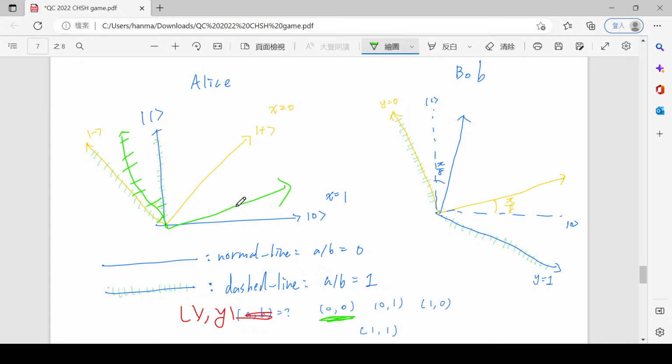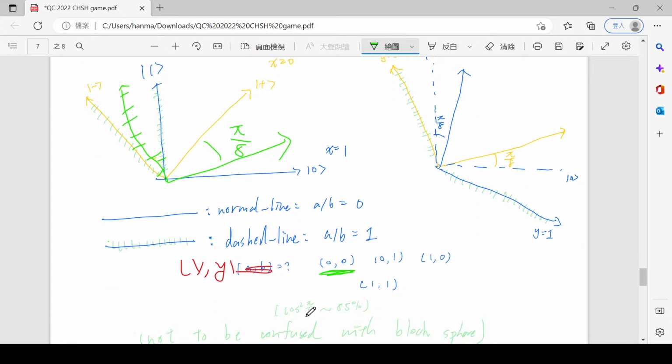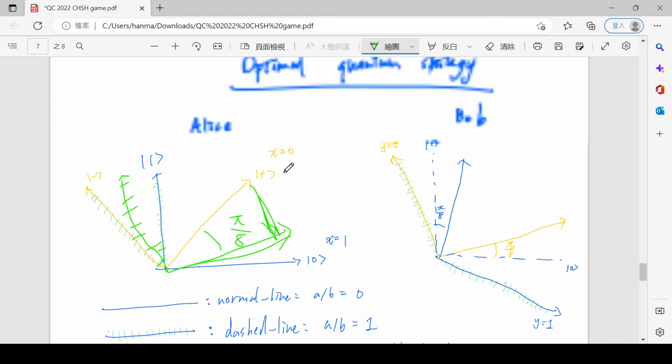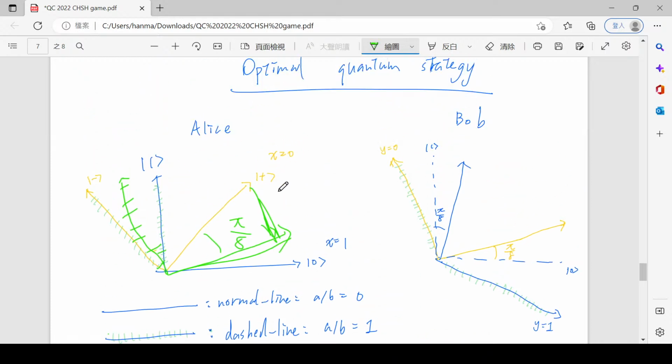Then Bob will measure in this weird pi over 8 angle. And Bob wants to see, is this state close to this or close to that? Now this angle is pi over 8. So with 85% probability, this is quite close to here, right? So with 85% probability, Bob will also get this outcome. And so if Alice measures 0, then there is an 85% chance Bob also gets 0.